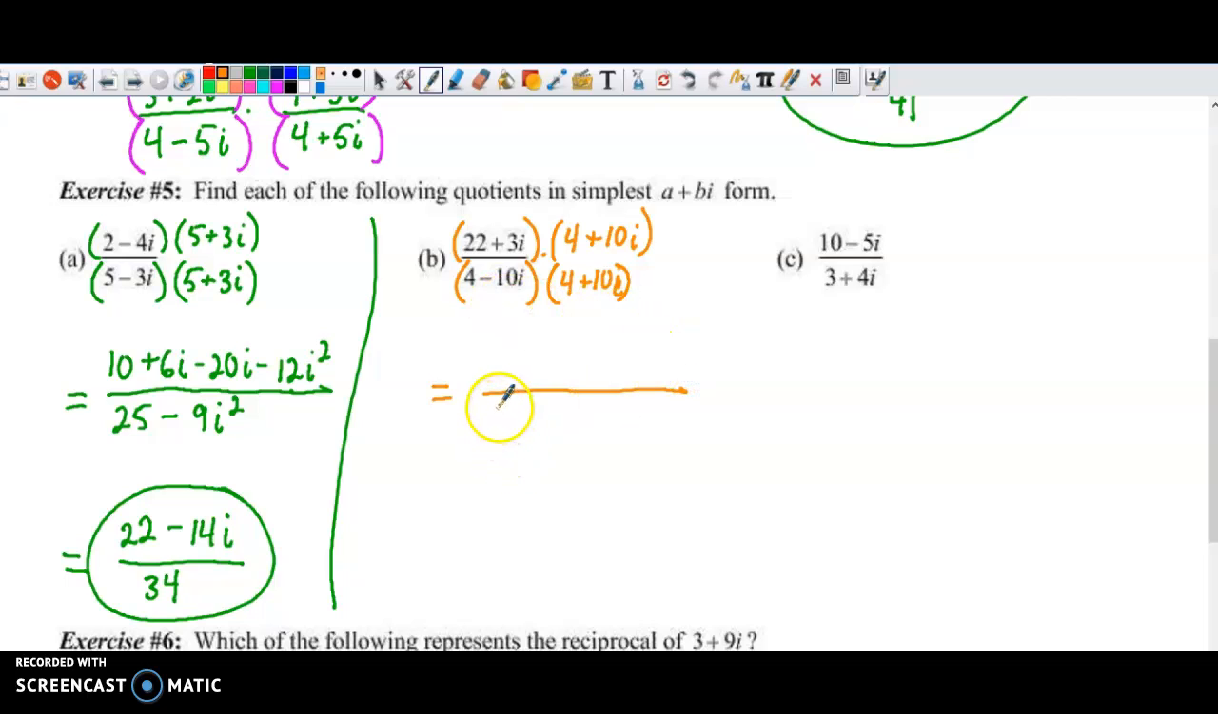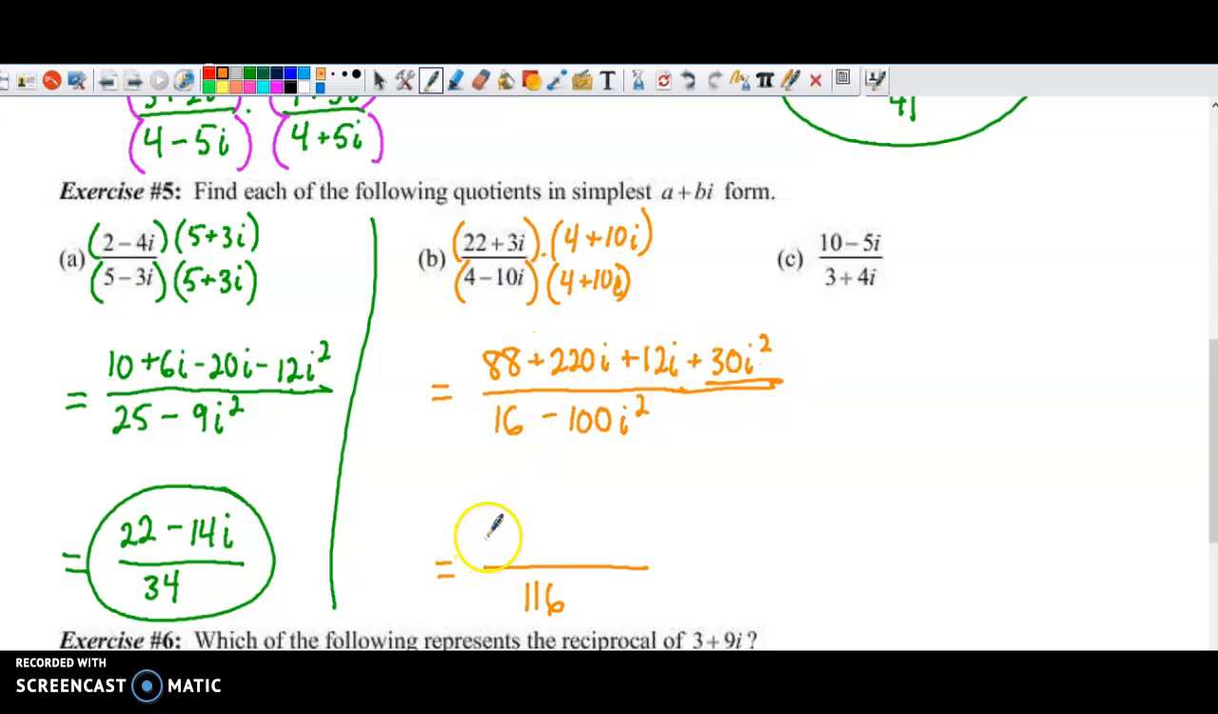So again, I might just do the denominator first. I know the outside and inside terms will cancel. So that's going to turn into 100 plus 16, or 116. And then do the top. 22 times 4 is 88. And then 220i. And then 12i, and then 30i squared. But as a reminder, this turns into a negative 30, so 88, well, 80 minus 30 would be 50, so it's got to be 58, plus 232i.